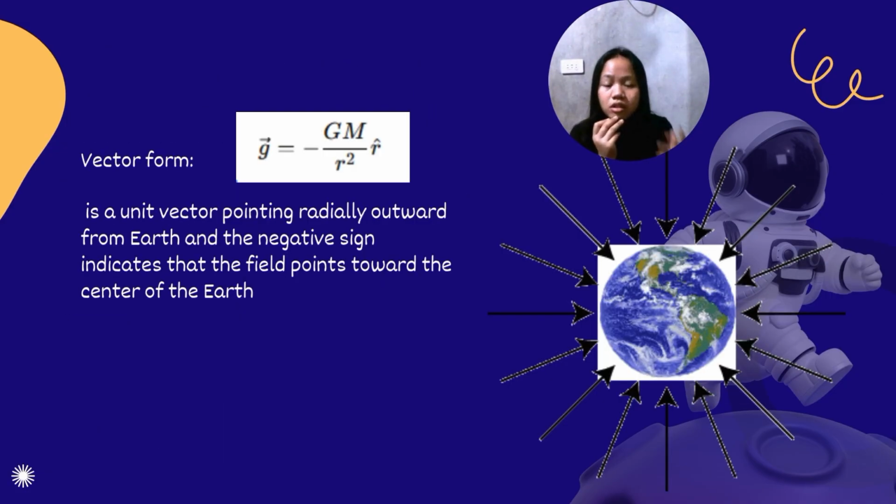Now let's talk about the vector form, or why it is negative. So negative only tells us the direction because it indicates that the field points toward the center of the earth. Gravity is pulling, right? So it's just the direction of the force, bound toward the earth.